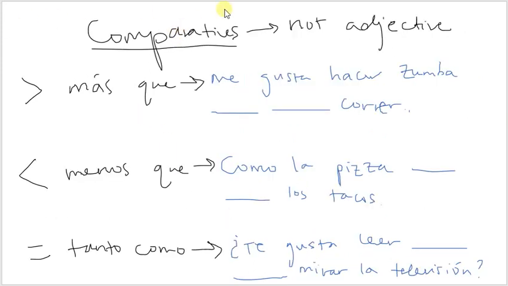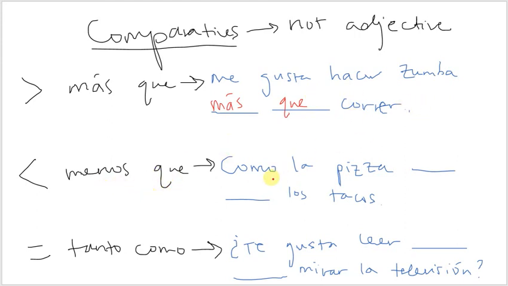Okay, when you're comparing something that is not an adjective, you're going to basically do the same thing, but you're not going to separate them. So in the previous example, we had más adjective que or menos adjective que. In this sense, we're going to have me gusta hacer zumba, and then the words are going to be together, más que correr. So I'm not comparing an adjective, I'm comparing two verbs. So I like to do zumba more than to run.